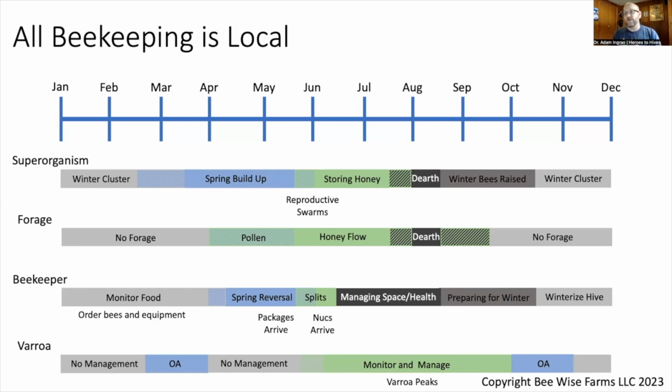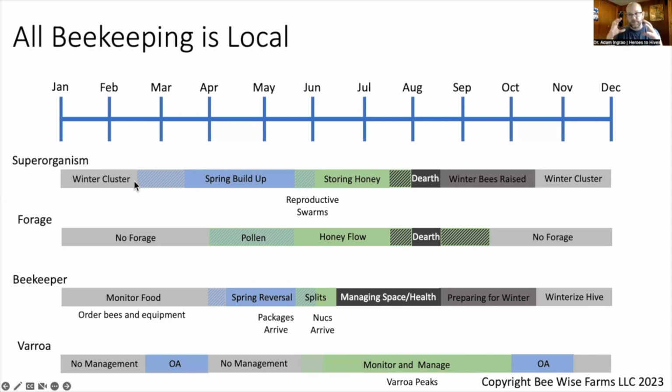So let's talk about this in detail. I'm going to start with the superorganism. So for us in northern climates, this graph right here is pretty much going to be true for anybody that lives above the 45th parallel in the United States. This is going to be very similar, unless you're on a coast. If you're in Washington, it might be a little bit different because it's a little more temperate on that Pacific, Northwest coast. But essentially, when we talk about the superorganism, right here, we have a winter cluster.